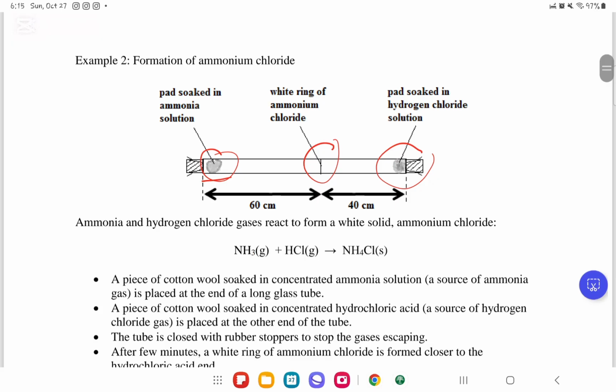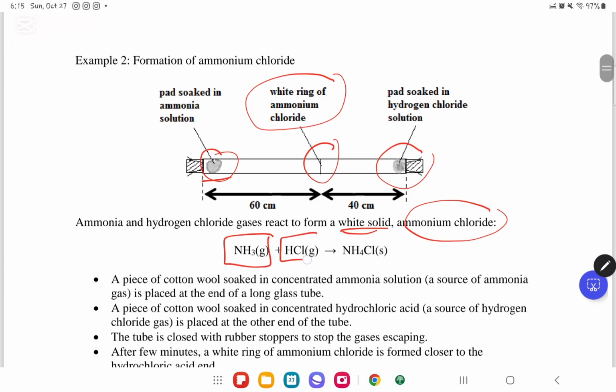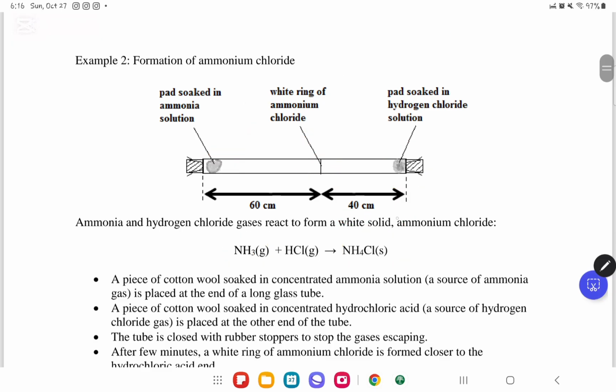Now, why did we use ammonia and hydrogen chloride? They said because ammonia and hydrogen chloride react to form a white solid, which is ammonium chloride. So actually now this is not the barrier, this is the white solid. So they explained it like this: NH3 gas plus HCl gas gives us NH4Cl solid. So this moves here and this also moves here, so they combine to form this over here.